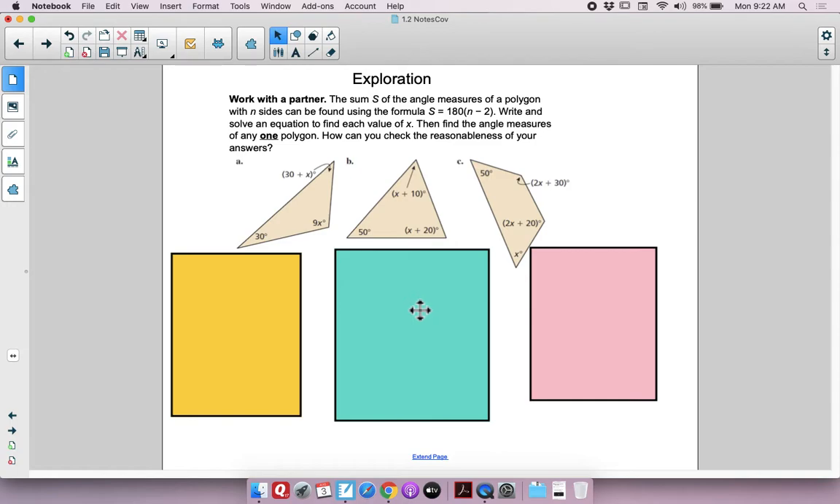So go ahead, pick one. Again, first you're going to want to use this formula based on the number of sides to figure out what the sum of the angles are, and then maybe use this information. Maybe I should do one of these with you guys, and then you can pick between B and C. That might be a good idea.